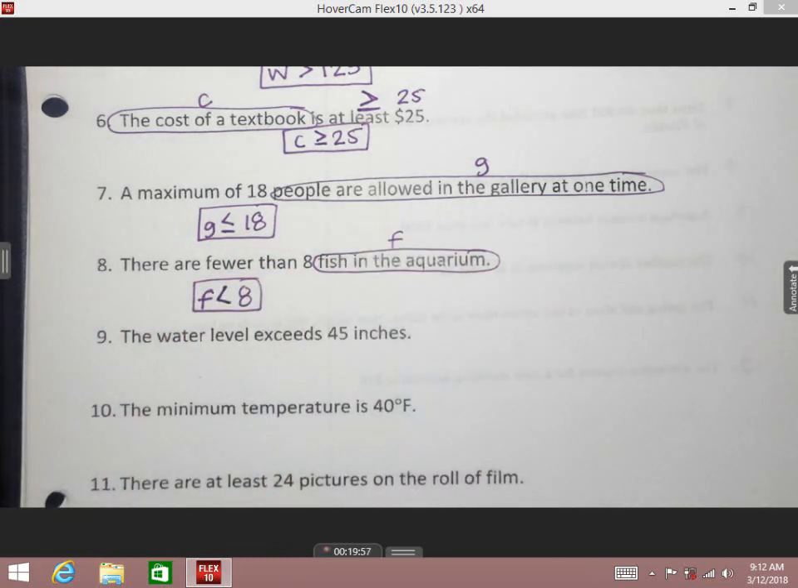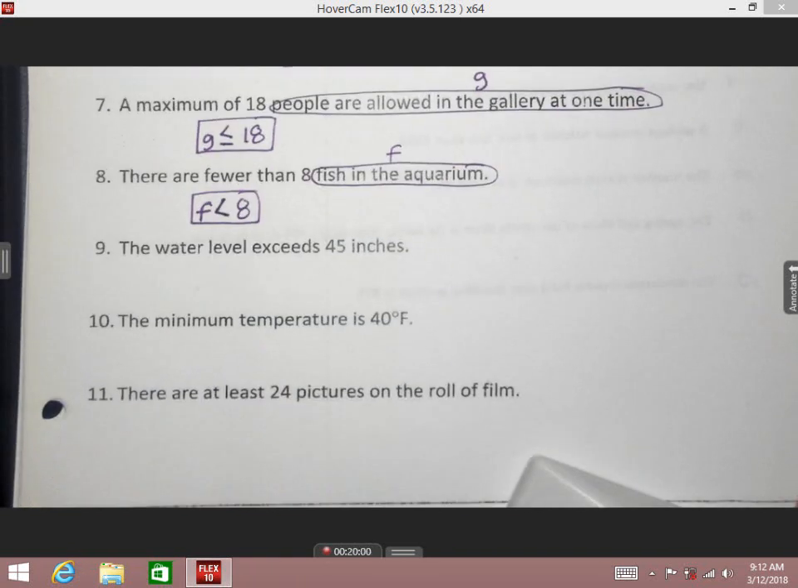All right, now number 9 is a little tricky. Hopefully in reading and stuff, we've been learning a lot of new vocabulary this year. If not, we've got to know some context clues. We'll look at this. Number 9 says, the water level exceeds 45 inches. What subject, what topic am I talking about here? Maya?